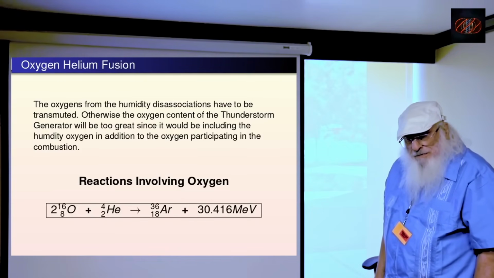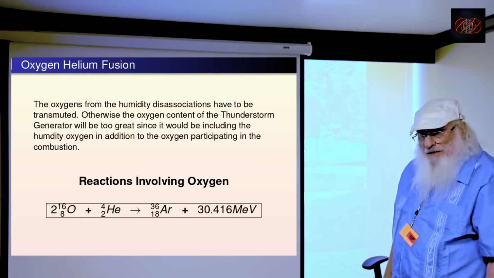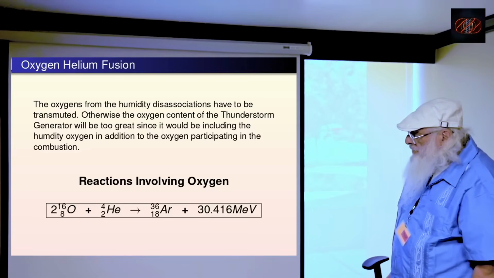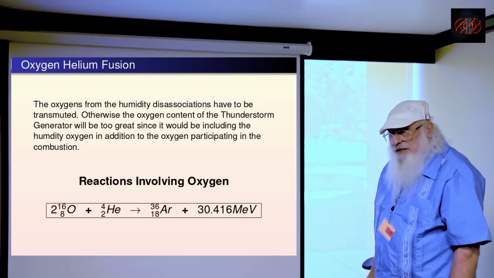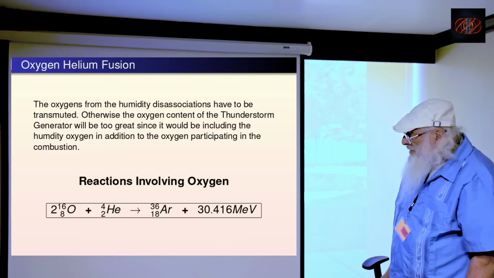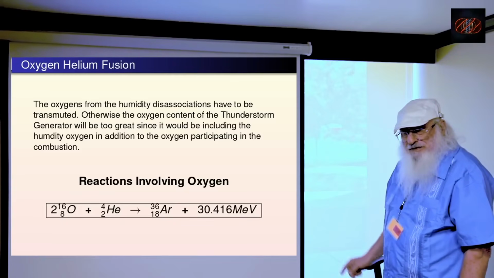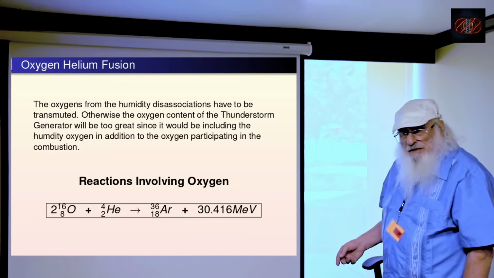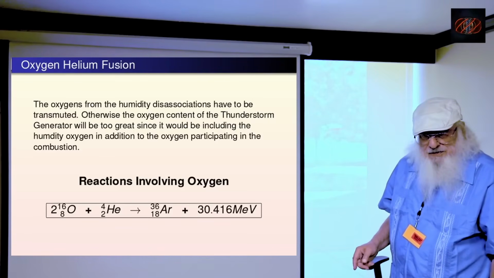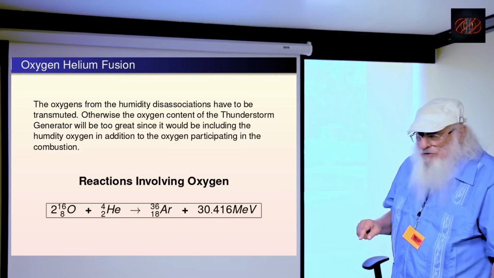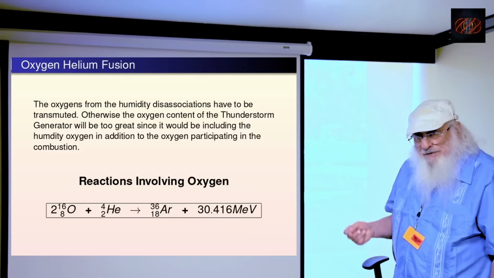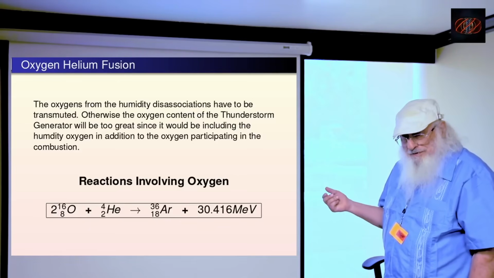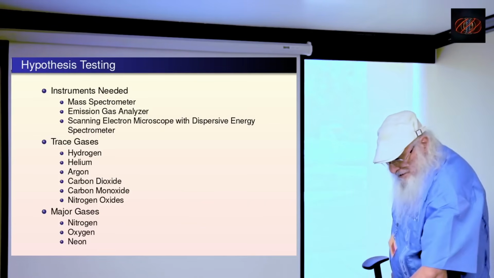We can have some oxygen helium fusion. 2 oxygen with one helium will get us to an argon, and it releases energy. So if this is one of the things that happen, we're expecting in the exhaust argon to a higher percentage than around the 1%. It's just a little less than 1% in there. That's another test that can be done.